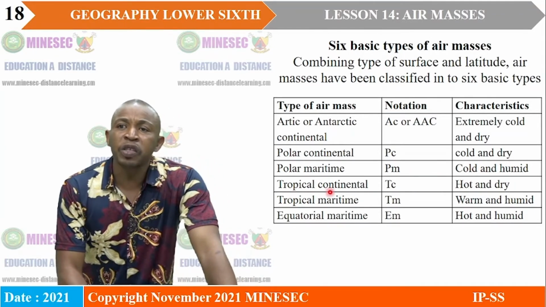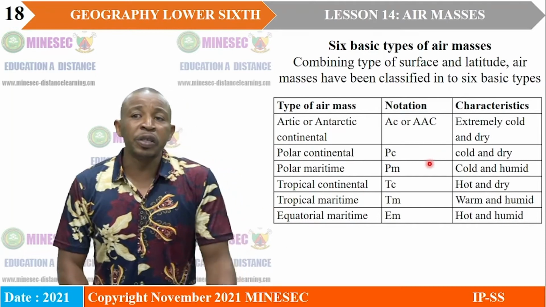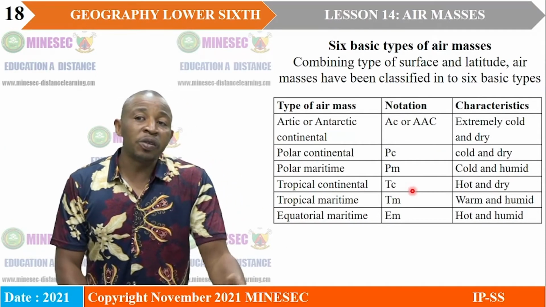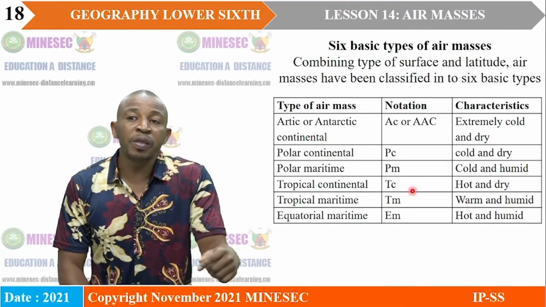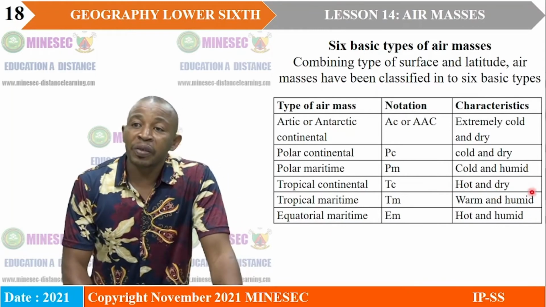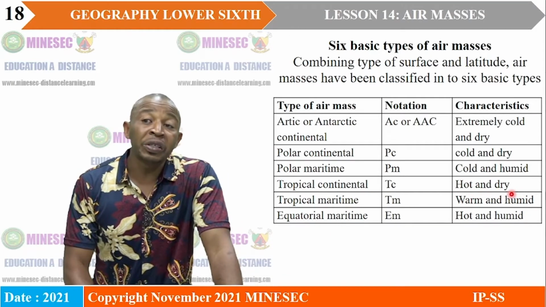Then next, we have the tropical continental, denoted as T, small c. In some write-ups, you see small c and then capital T. Now, what are their characteristics? They are hot and dry.